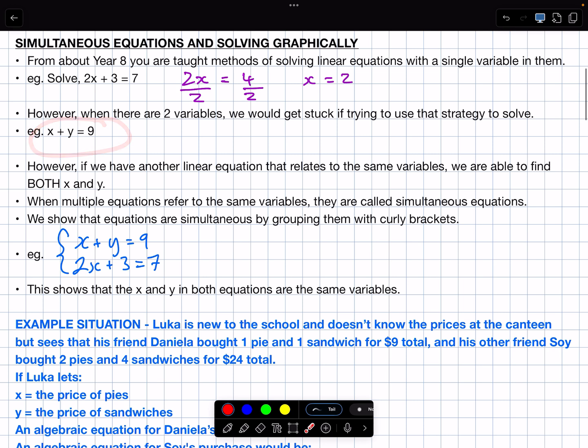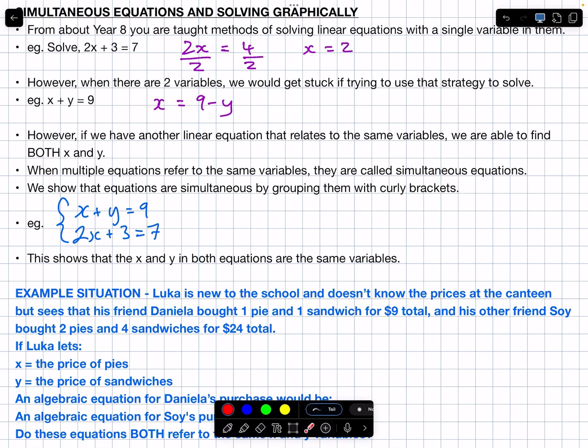Can you solve x plus y is equal to 9? Can we do something? What could I do to get rid of plus y? What's the opposite of adding y to something? Subtract y. So I could do that. Yeah, there's nothing wrong with this. But I'm not any closer to solving it because I've got 2 things that I don't know. Okay? However, if you have another linear equation that relates to the same x and y, you can find x and y.